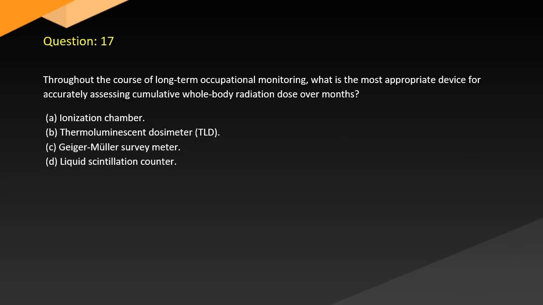Question 17. Throughout the course of long-term occupational monitoring, what is the most appropriate device for accurately assessing cumulative whole-body radiation dose over months? A. Ionization chamber. B. Thermoluminescent dosimeter (TLD). C. Geiger-Müller survey meter. D. Liquid scintillation counter.